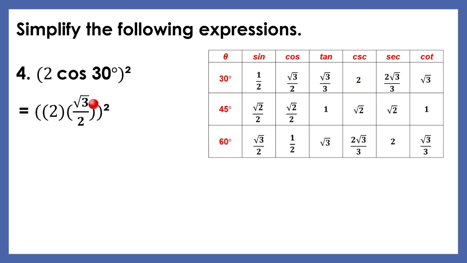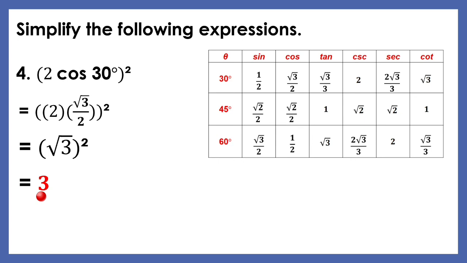2 times square root of 3 over 2, that is equal to square root of 3. So, na-cancel na yung 2. Ang naiwan na lang is square root of 3. And then, i-squared natin. Square root of 3 times square root of 3 is square root of 9. And then simplify, square root of 9 is equal to 3. This is the simplified form or the exact value.